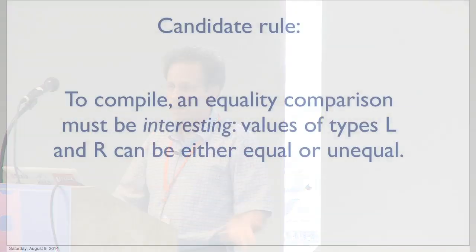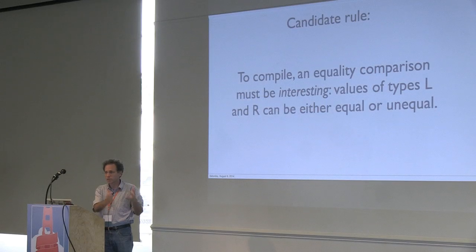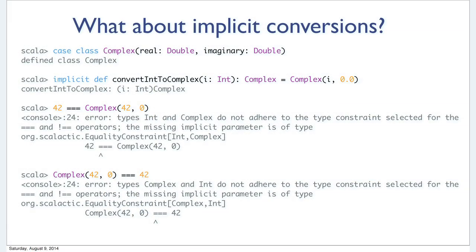So that was my first candidate rule, just a seat-of-the-pants rule: if it's an interesting comparison, maybe it should be allowed to compile. And definitely if it's a boring comparison, always going to be true or always going to be false, it probably shouldn't be allowed to compile. OK, so that's one rule, or one idea.